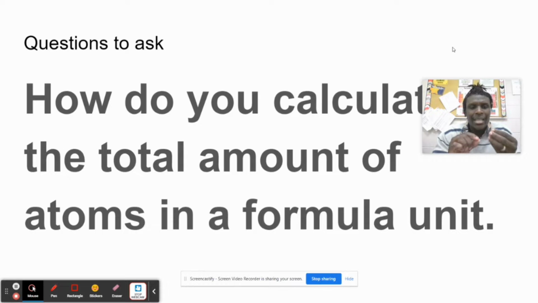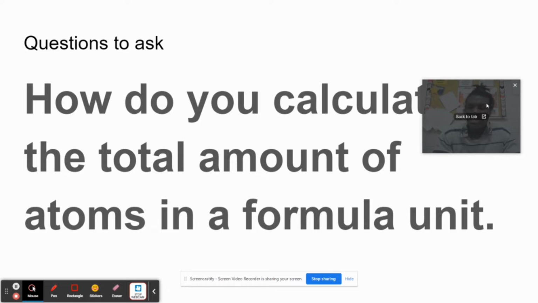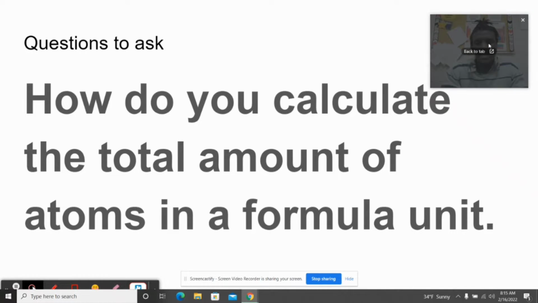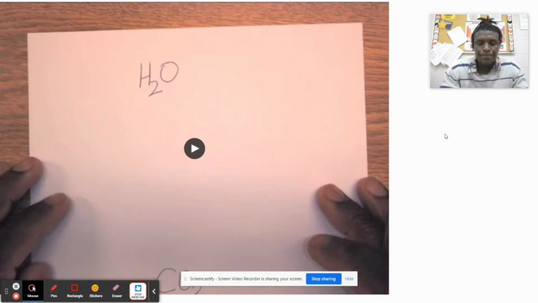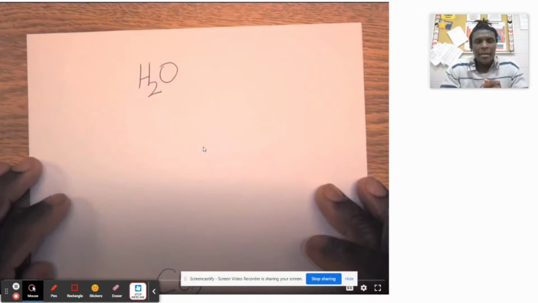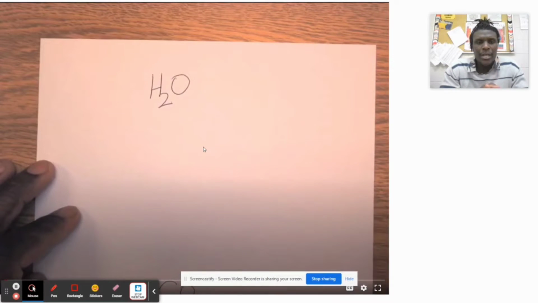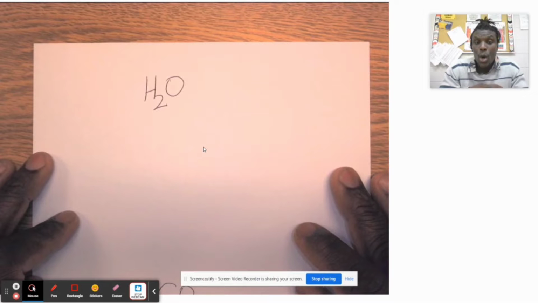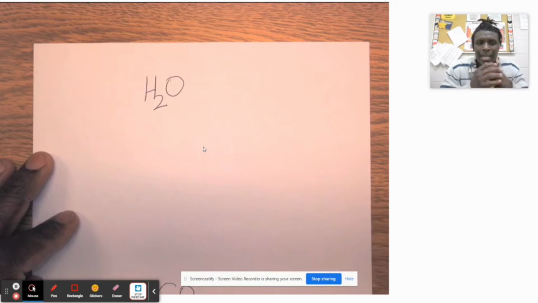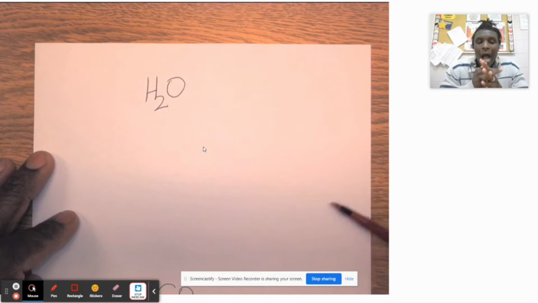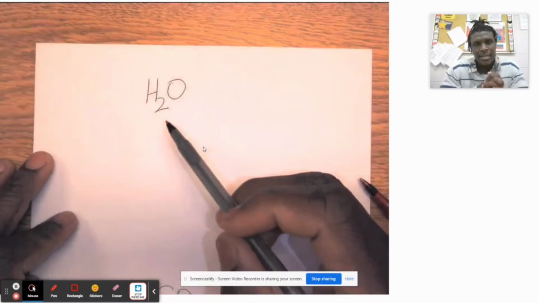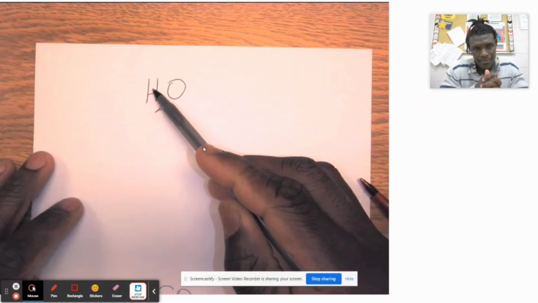How do you calculate the total amount of atoms in the formula unit? That's the question that we're going to be asking. Now, here we go. The first unit that we're going to be looking at is H2O. And everybody should know what H2O is. H2O is water. All right? Now we're going to be breaking it down to see how much of each element or unit we have in this formula. All right?